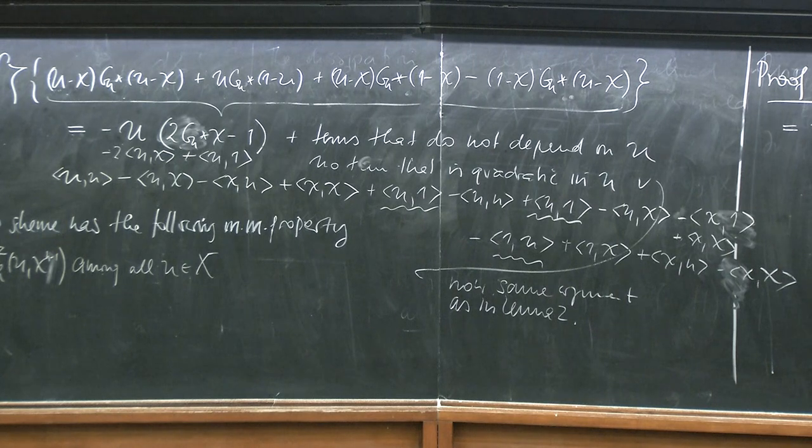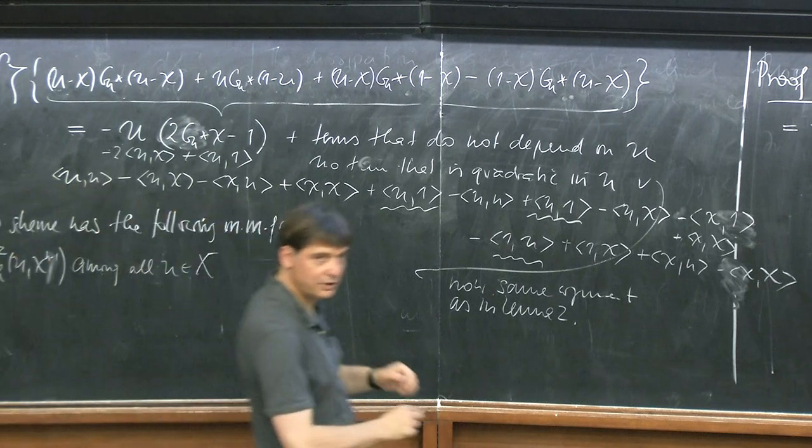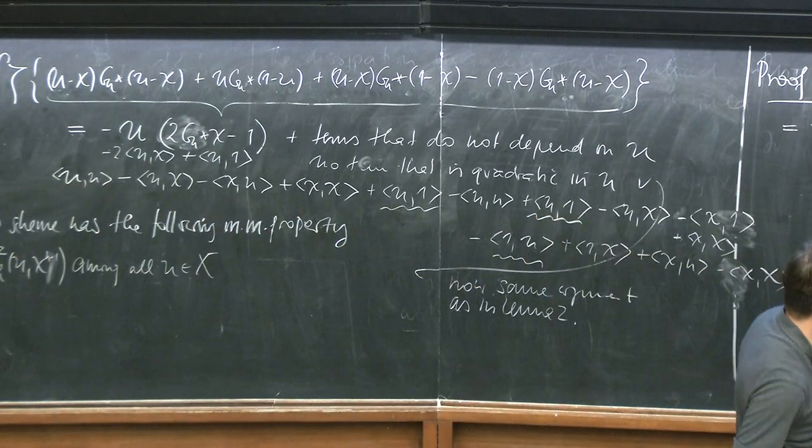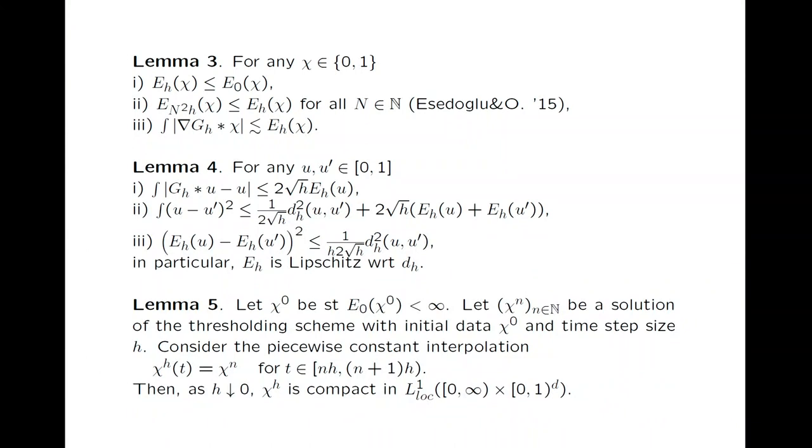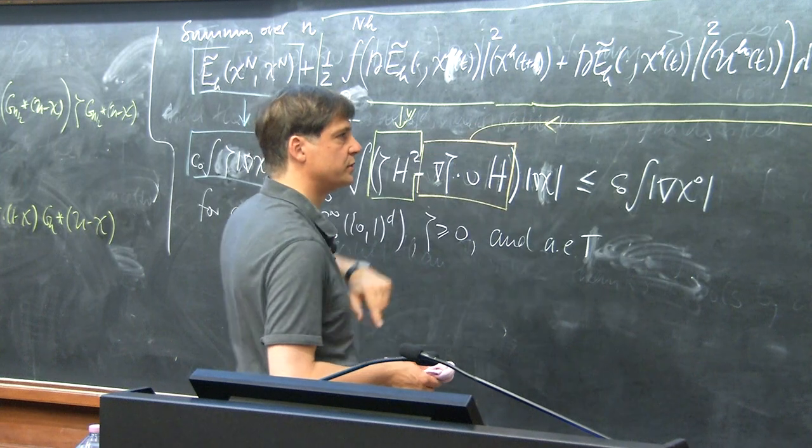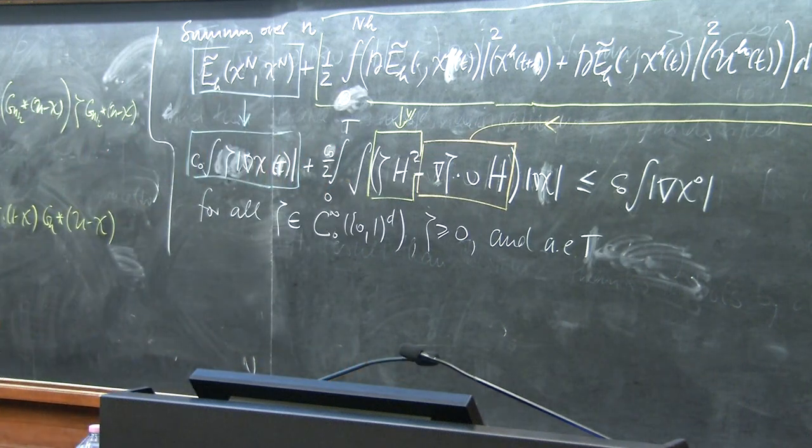Okay, so let's assume that this here were correct. Then we proved lemma six, and now I can tell you about these two ingredients which are essentially behind these convergences. So let me erase this. There are two main lemmas.